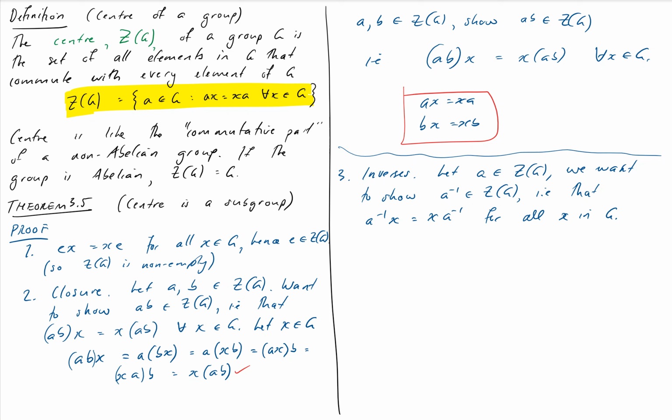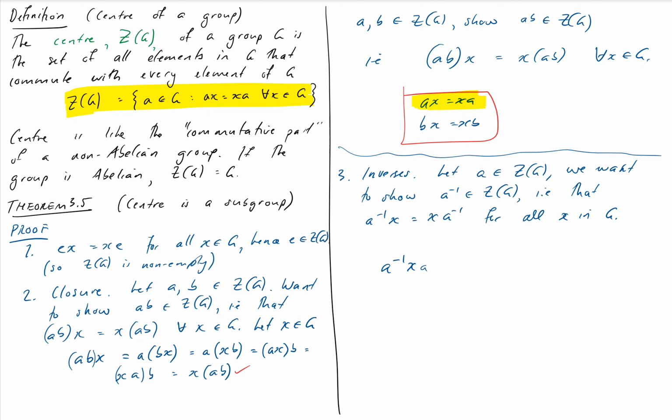Okay, so for this one, I'm going to start on one side and I'm going to work my way across. So A inverse X is where I'm going to start. And I want to make use of my AX equals XA. So the way I'm going to do this, I'd like to have an A beside my X so that I can use this, take advantage of this formula to flip them around. So ideally, I would have an A here beside my X.